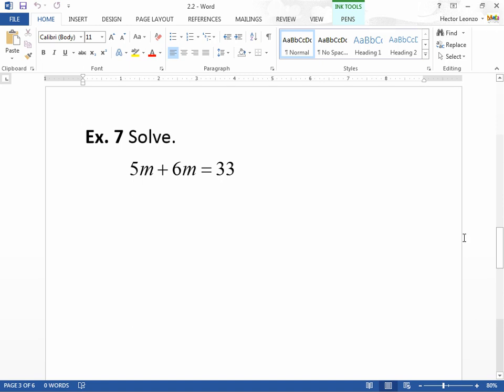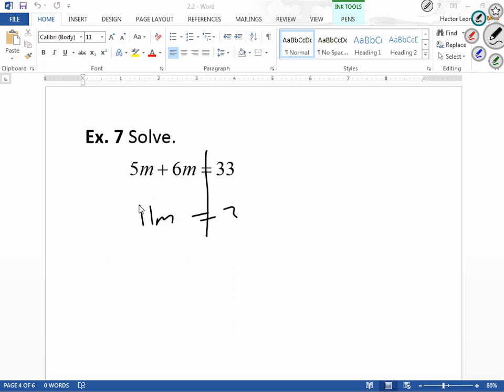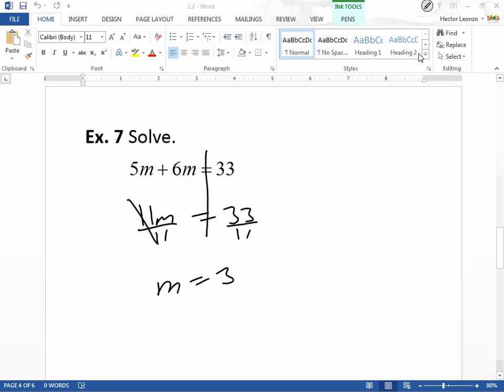And we're going to move into what if the letter's not by itself? There are plenty of letters. Put them together, right? Let me separate them at the equal sign. Put those letters together because they're on the same side of the equal sign. 5 plus 6, we're going to call that 11m equals 33. Now, there's an 11 in front of it. Let me divide both sides by 11. So m must be equal to 3.